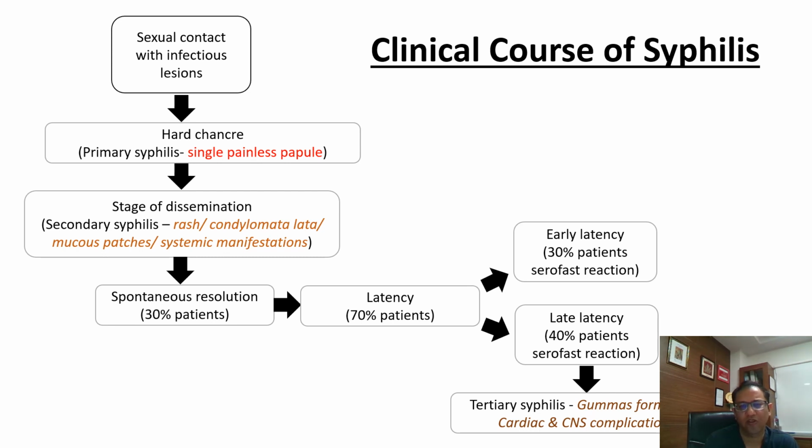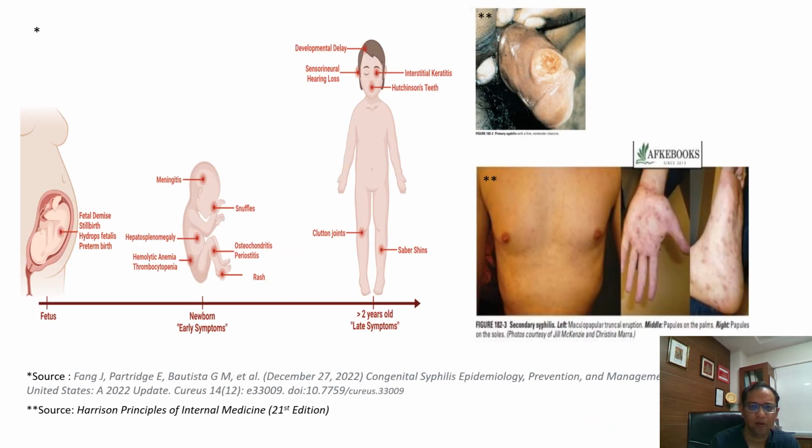From there, 30% of the patients may have a spontaneous resolution, whereas 70% of patients may show some latency. Early latency is when 30% of patients then have a serofast reaction, and late latency in which 40% of the patients have a serofast reaction. Finally, the tertiary stage of syphilis, where we have the cardiac and the CNS complications along with the gummas. So this is the pictorial representation of various stages of syphilis. You can see the early neonatal, you can see the primary syphilis, and you can see the secondary syphilis.